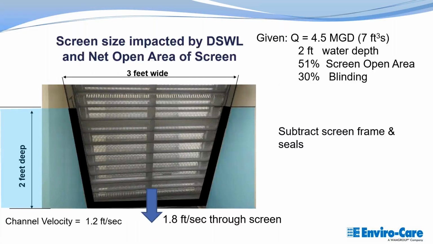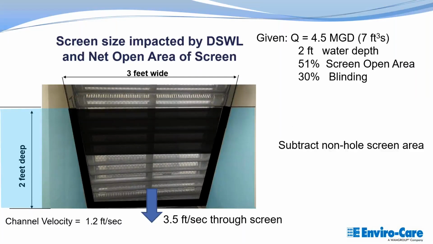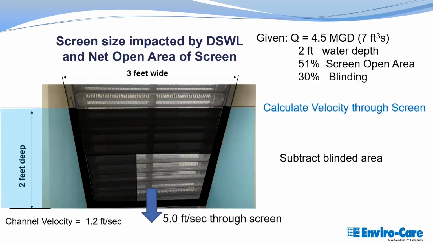Now, as soon as you put your screen into the channel, you're going to have side seals and you're going to have frames and whatever else in that flow. So now you're decreasing the area that flow is going through. So we've already increased our velocity through the screen to 1.8 feet per second. Now we've got that open area where you've got bars or perforated plate in the middle of the flow. At a 6mm opening, you're around 50%. Bars are 45, 48%. 6mm could be 51 to 60% perforated. Now your velocity through the screen is increased to 3.5 feet per second. If you account for some blinding factor on that, 30% is fairly standard. Now you're up to 5 feet per second through the screen.